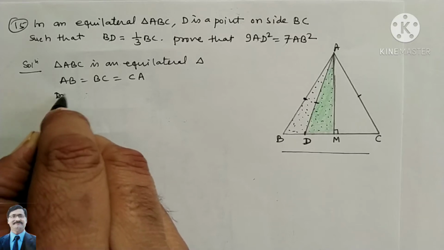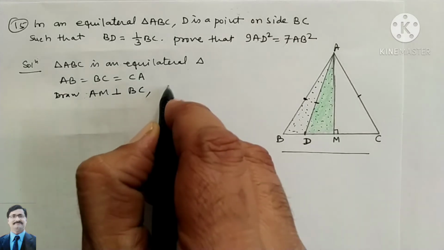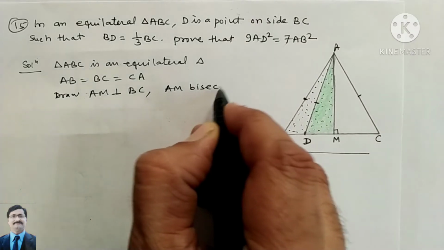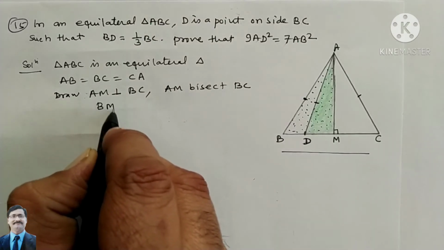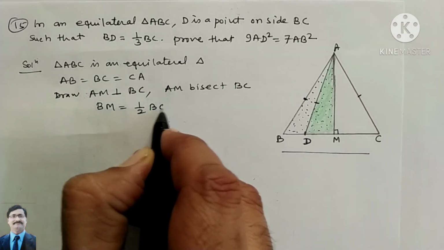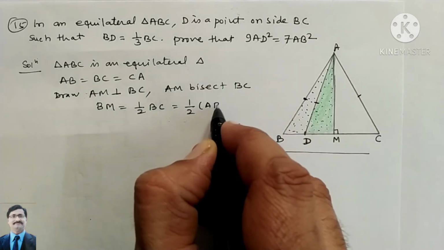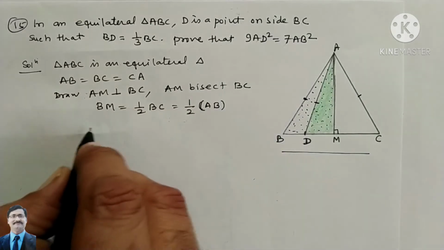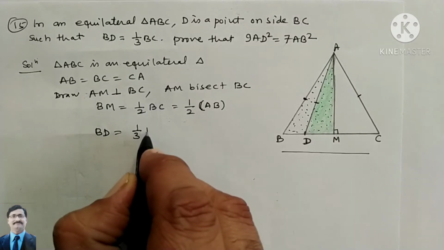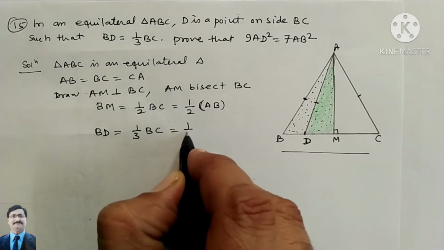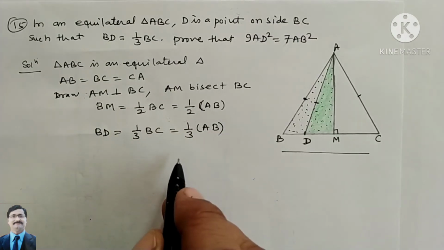Look here, draw AM perpendicular to BC, and AM bisects BC. So we can write here that BM is equal to half of BC. Okay, and BC is equal to AB, so we can write half of AB. Here BD is given in the question: BD equals 1 upon 3 BC, and BC also we can write equal to AB, so this is also equal to 1 upon 3 AB.